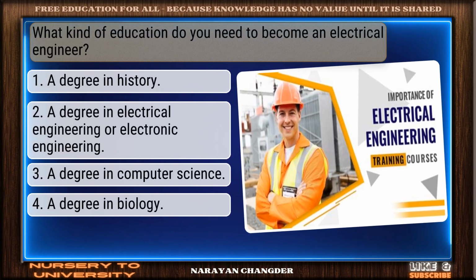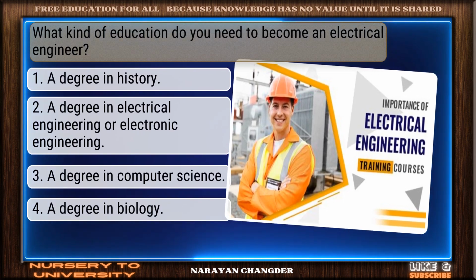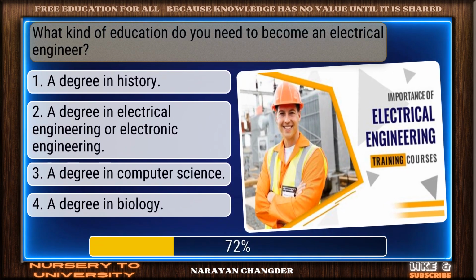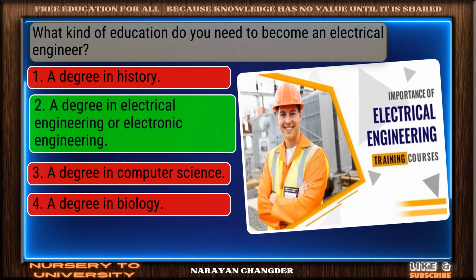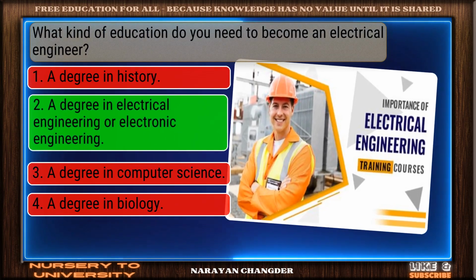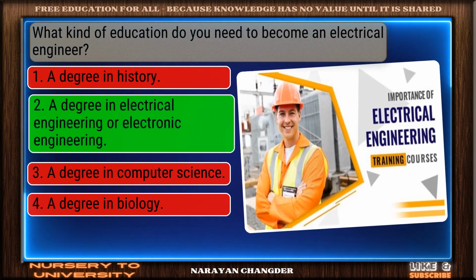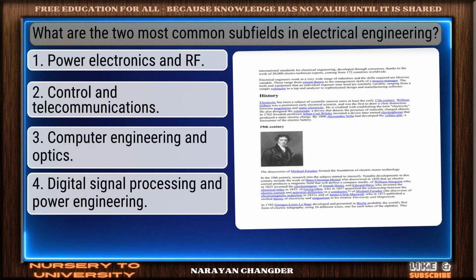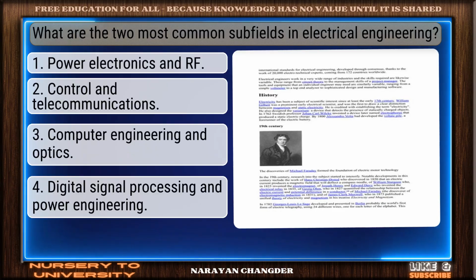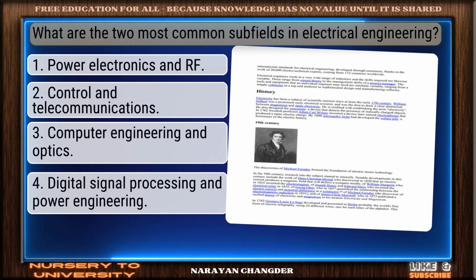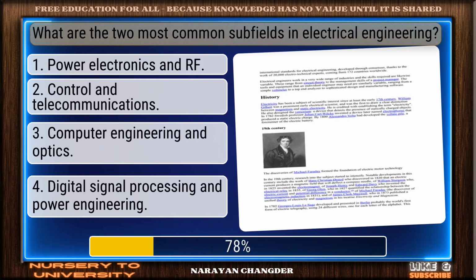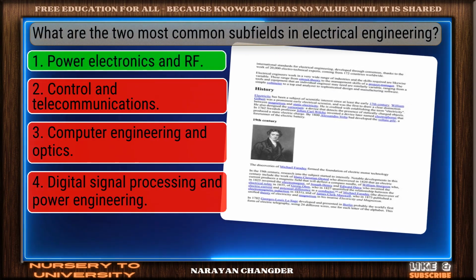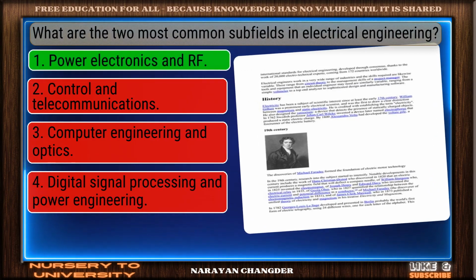What kind of education do you need to become an electrical engineer? Well reasoned. A degree in electrical engineering or electronic engineering is the correct choice. What are the 2 most common subfields in electrical engineering? Excellent. Power electronics and RF is a brilliant choice.